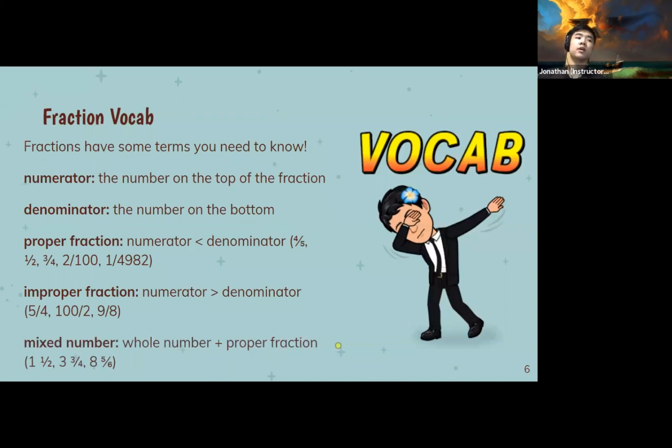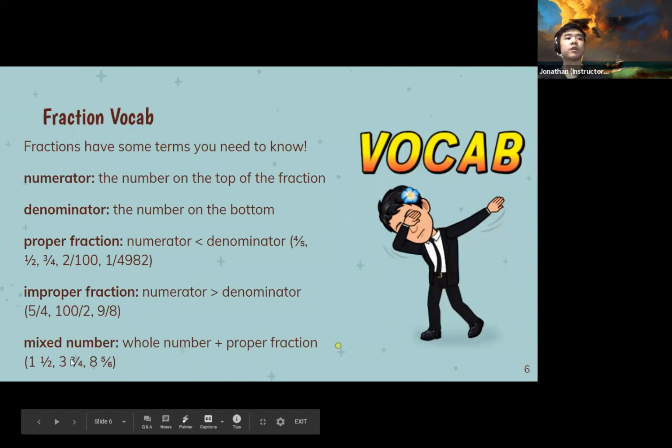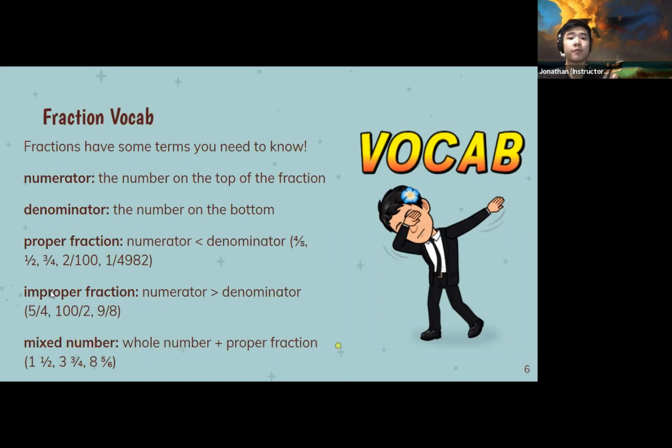And one more term, a mixed number is a whole number plus a proper fraction. If you want to rewrite an improper fraction, you write it as a mixed number. So 1 and 1/2, 3 and 3/4, 8 and 5/6. It's a whole number like 1, 3, or 8, plus a proper fraction, meaning the top number is less than the bottom number. So you can rewrite improper fractions like 5 over 4 as 1 and 1/4. You can always write an improper fraction as a mixed number and a mixed number as an improper fraction.